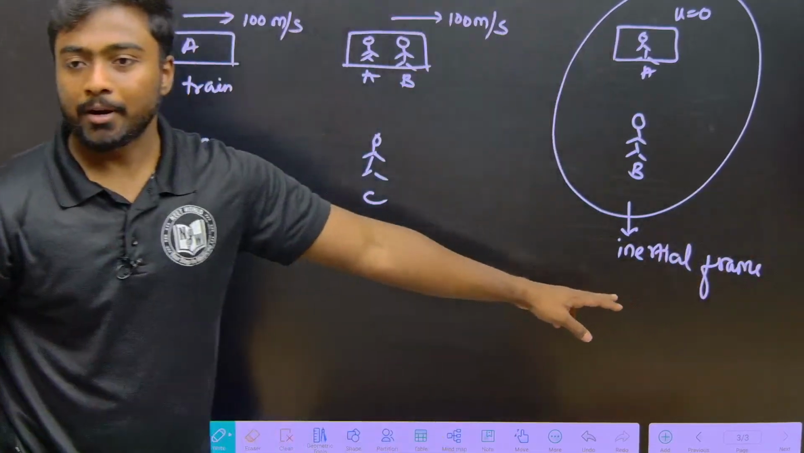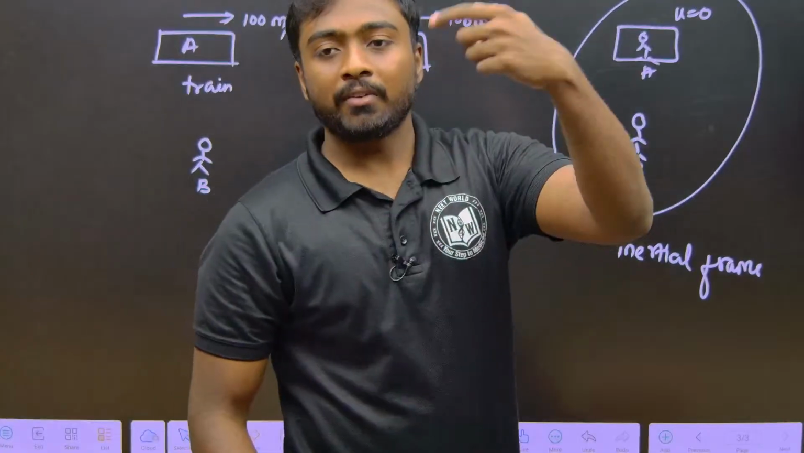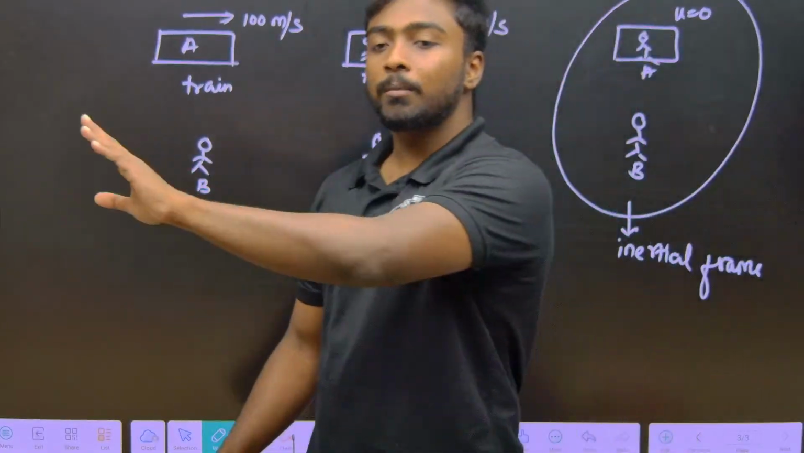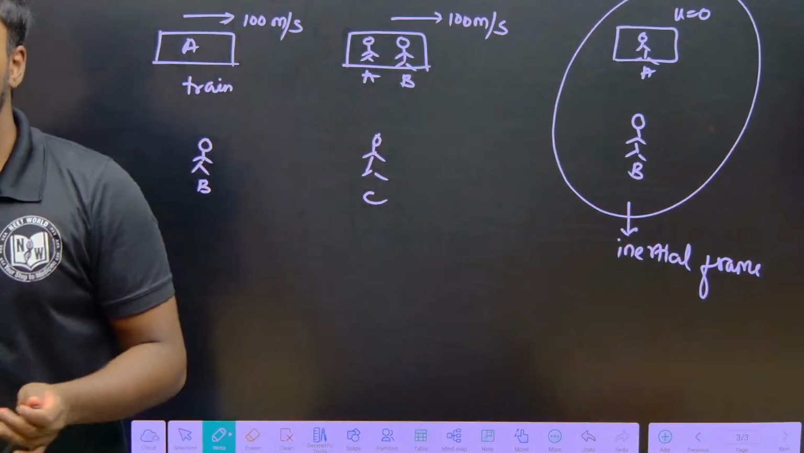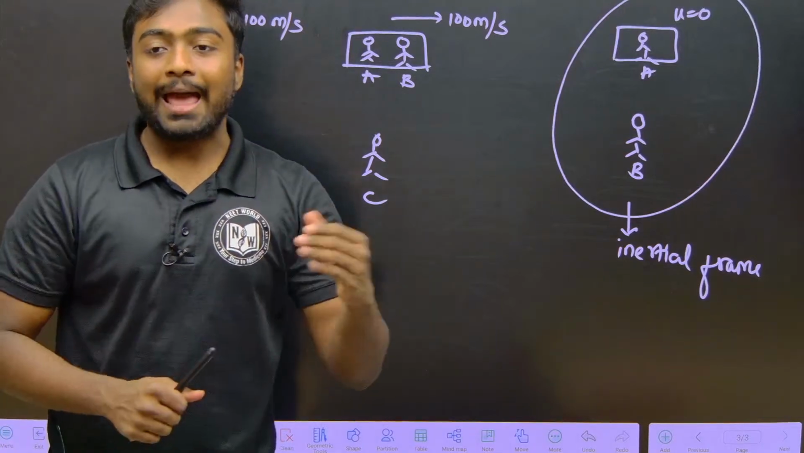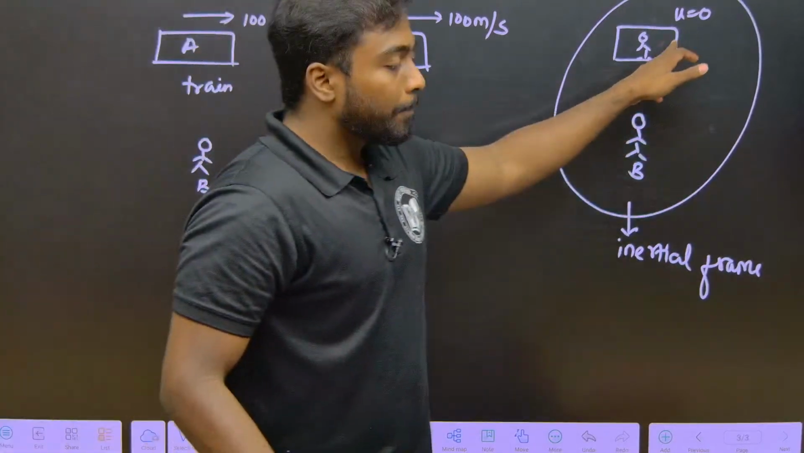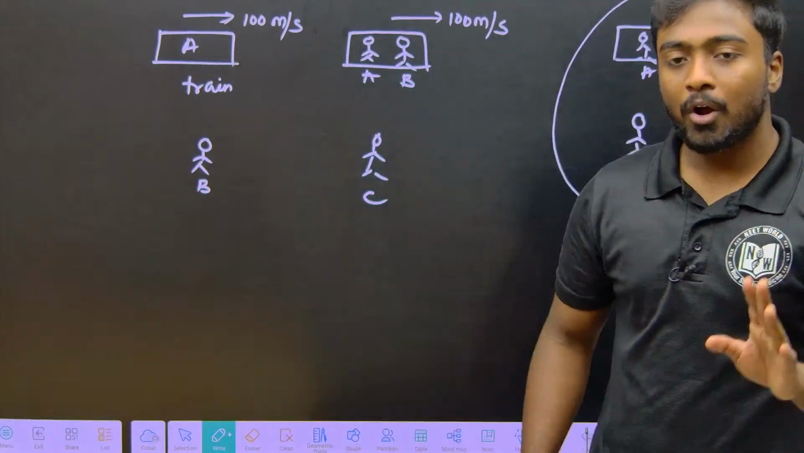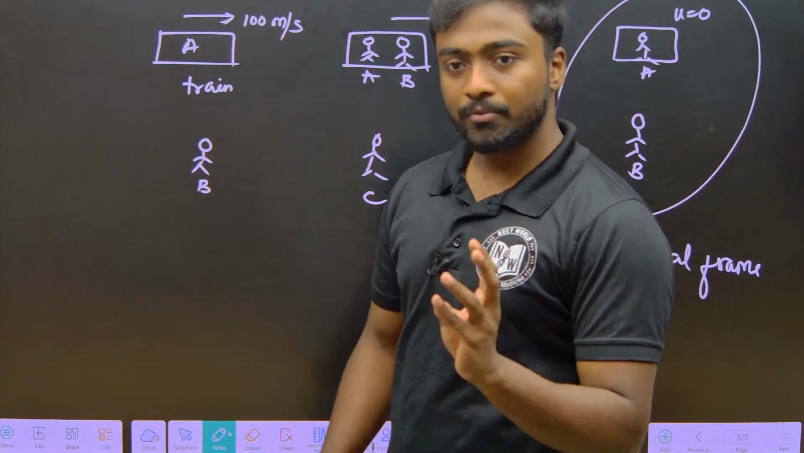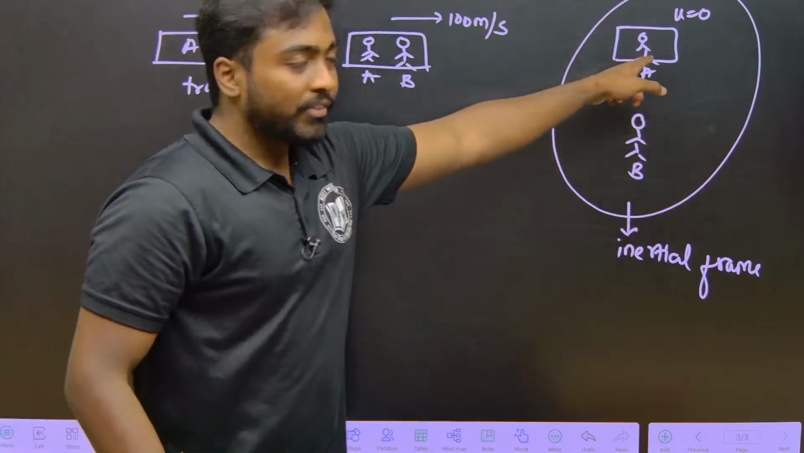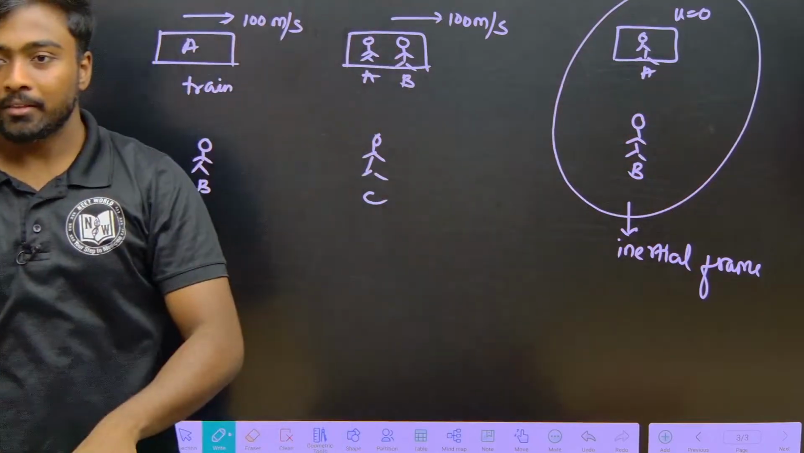An inertial frame is when a person is observing another person who is not moving, but is tossing a coin without accelerating. Here the train is not moving, in the sense that there is no acceleration. If we toss a coin, it will go straight up and come back in a straight line.